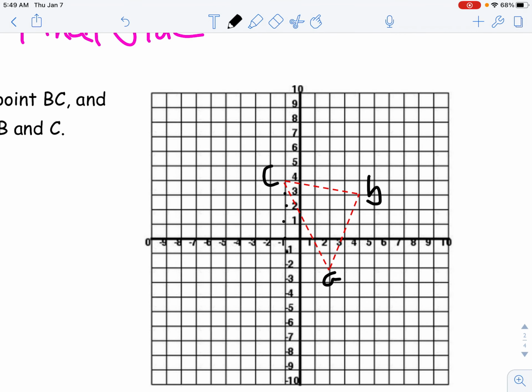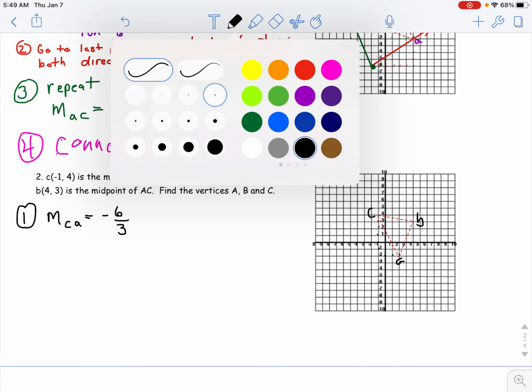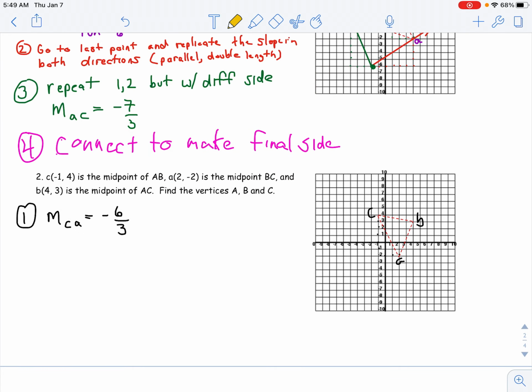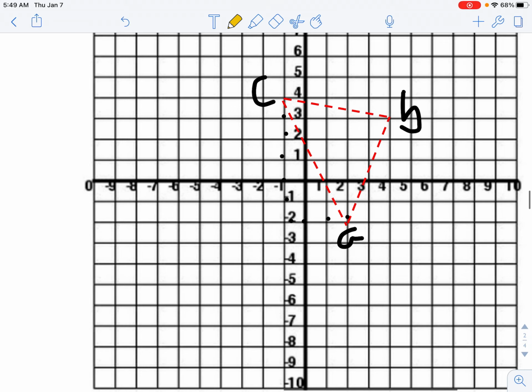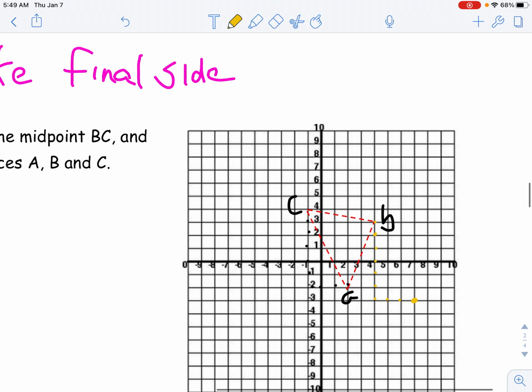So 1, 2, 3, 4, 5, 6, 1, 2, 3. All right, so it's down 6 over 3. And remember, don't reduce. Now I'm going to go to any side. I've got to go to the last side, so B, and replicate that in both directions. 1, 2, 3, 4, 5, 6, 1, 2, 3, and 1, 2, 3, 4, 5, 6, 1, 2, 3.